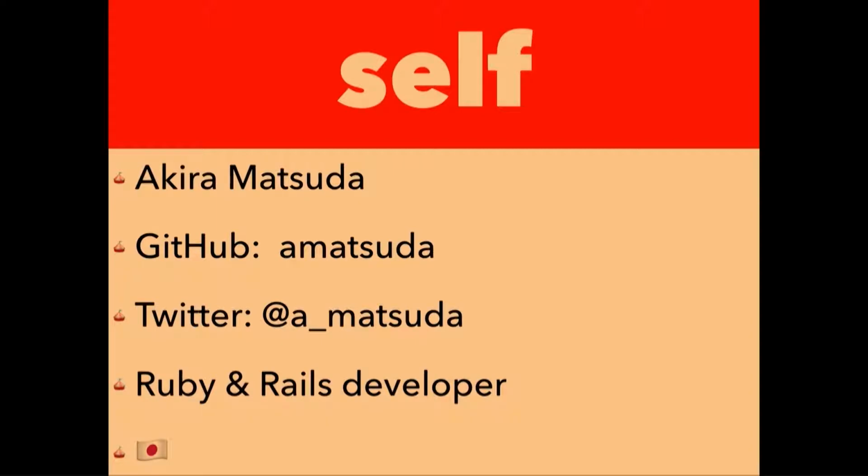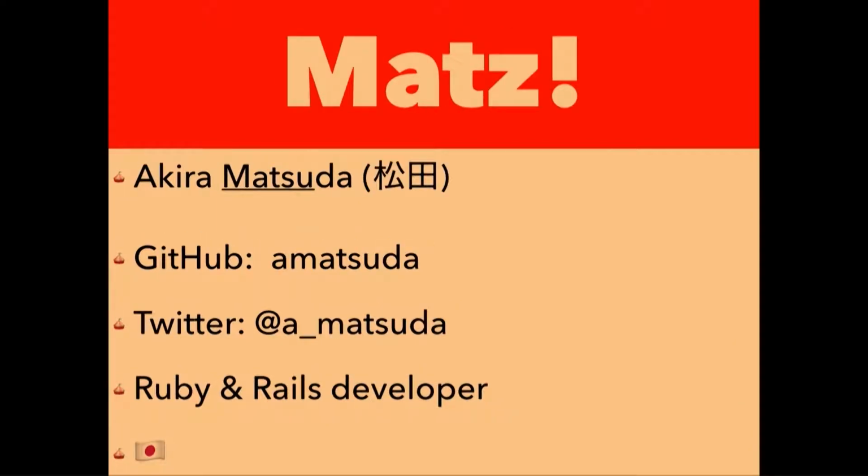As I think Steve introduced, this is my name in Japanese. So actually, I'm yet another Matt in the Ruby team. So I'm Matt. No, I'm Akira, and these are my accounts on the internet. I'm Matsuda. I develop Ruby and Rails. I'm a committer of Ruby and Rails, and I'm from Japan.